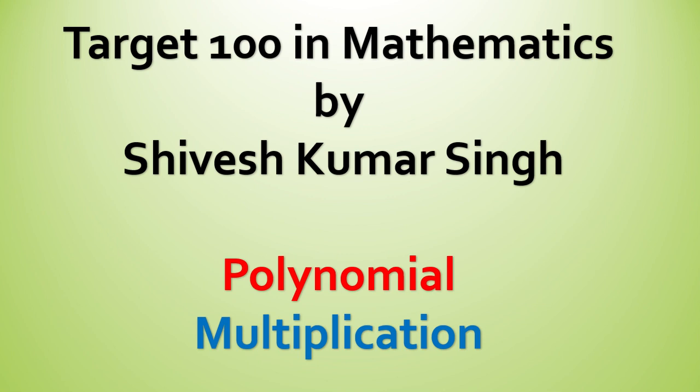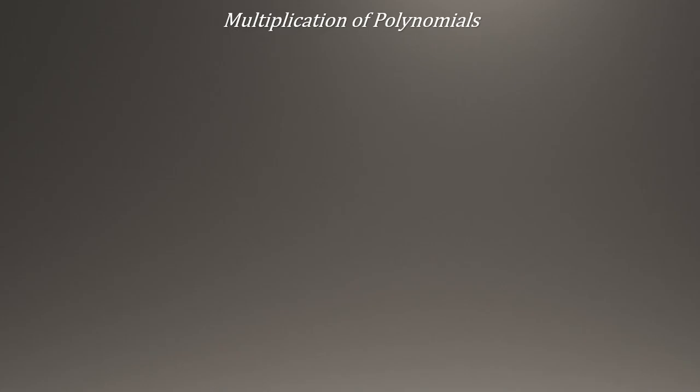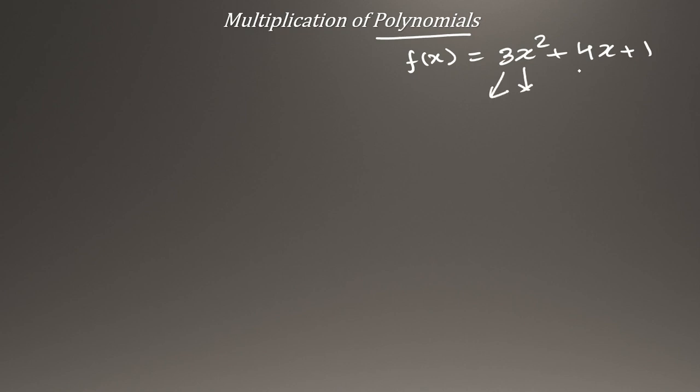Today we are going to talk about how to multiply two or more polynomials. In my other videos I have explained the polynomial. As a revision, a polynomial means any expression written in terms of variables and constants. A polynomial can be of one variable or more than one variable. For example, here x is a variable and 3, 4 and 1 are the constants.